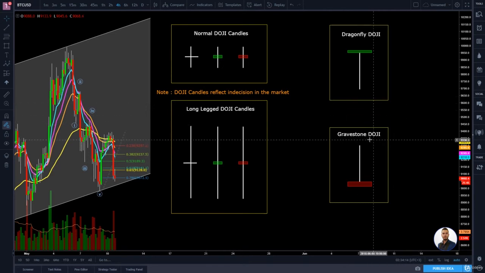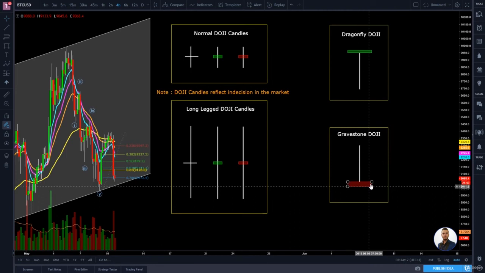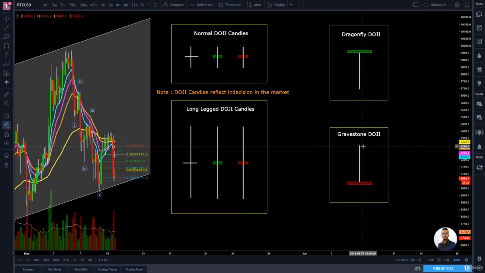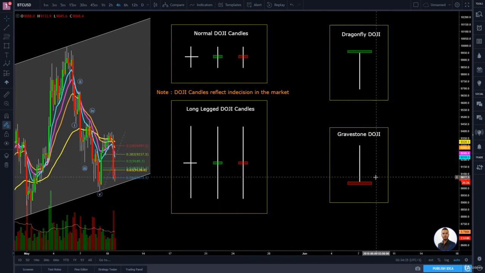The gravestone doji forms where the open, the close and the low prices are equal and the high creates a long wick to the upside. The gravestone doji indicates that the buyers were in control and drove the prices higher during this candle, but by the end of this candle, sellers regained control and pushed the prices lower to the opening price. After a long uptrend at the top, this candle indicates a failed rally and a potential bearish reversal. Bearish or bullish confirmation is required to enter a position.